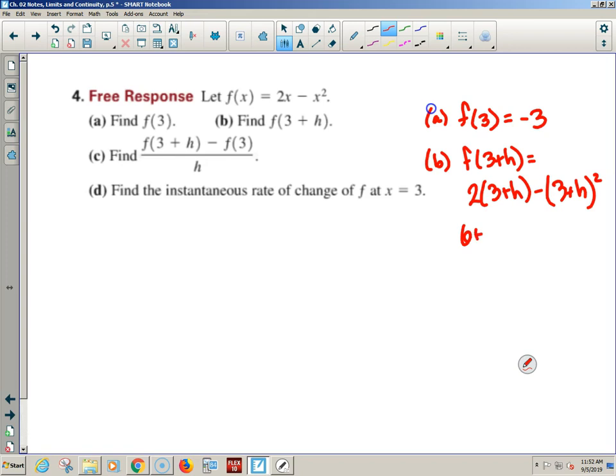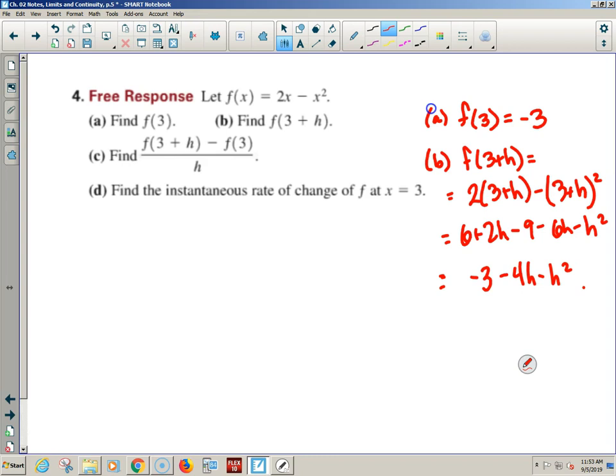If so, you guys should have gotten 6 plus 2h minus 9 minus 6h and minus h squared, which should have reduced down to, what do we got? Negative h squared. I don't like that. We can do it the awkward way. Is that all right? So we have negative 3 minus 4h minus h squared. You guys good? Sweet.